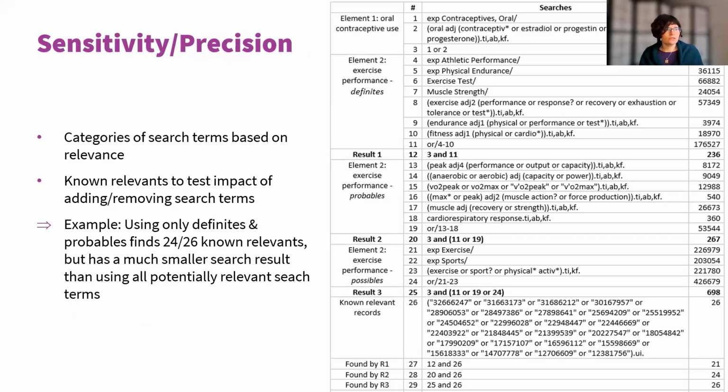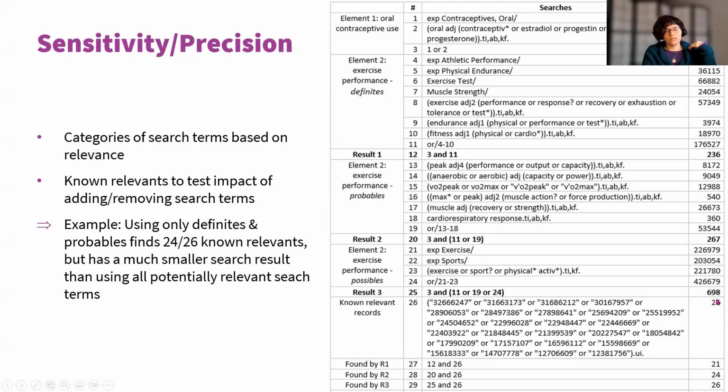We have here the search strategy draft for the question about exercise performance and oral contraceptives. And we have separated the search terms for the concept of exercise performance into 3 categories. The most relevant, one that is probably also relevant but not as much used, and then a very broad and not as relevant section. And here, this list of numbers represents our known relevant records.